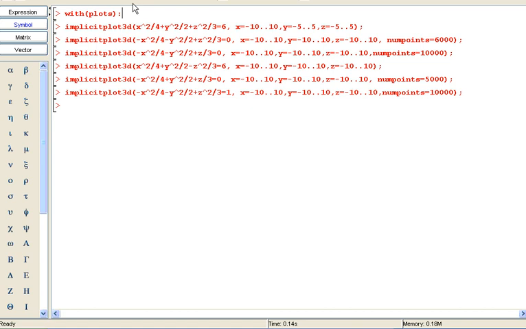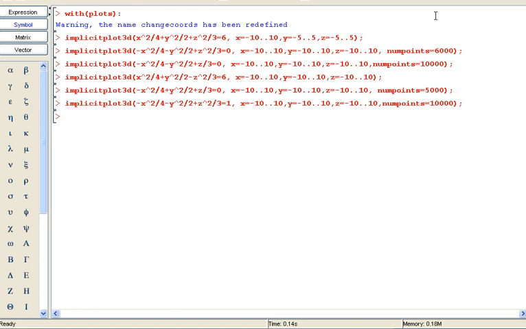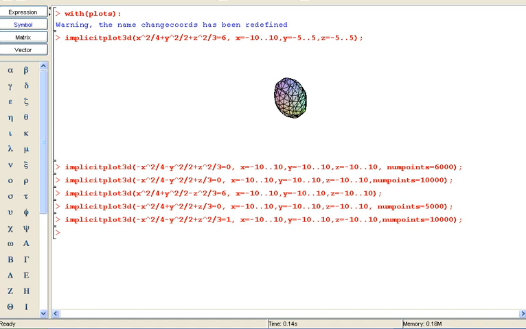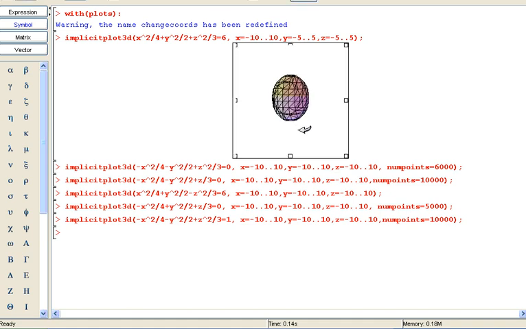So again, we have with plots. We have x squared over 4 plus y squared over 2 plus z squared over 3 equals 6. So let's execute that. And you can see, as you turn it around, that it looks like an egg. So the traces of this are ellipses or circles. So you can spin the graph just by using your mouse and seeing what it looks like. So that's the first example, or first classification.